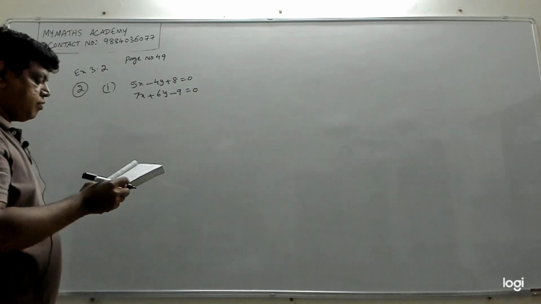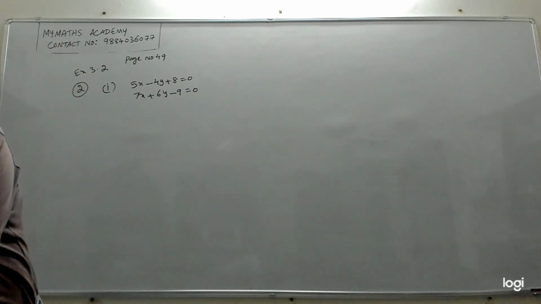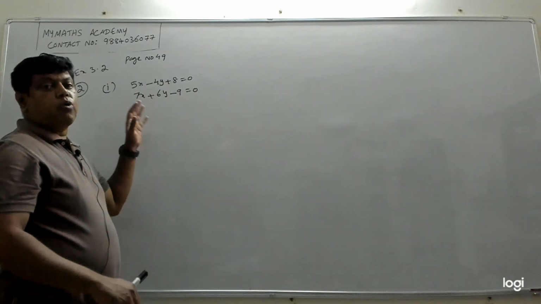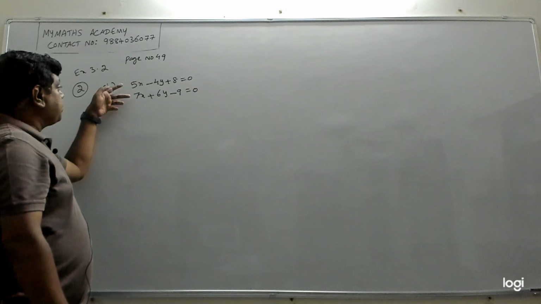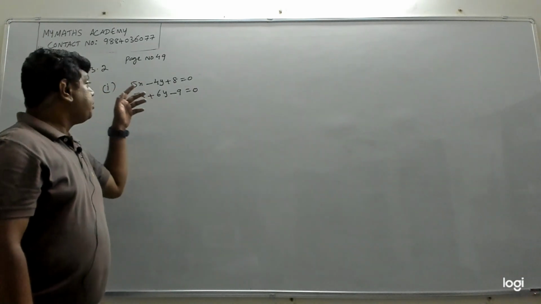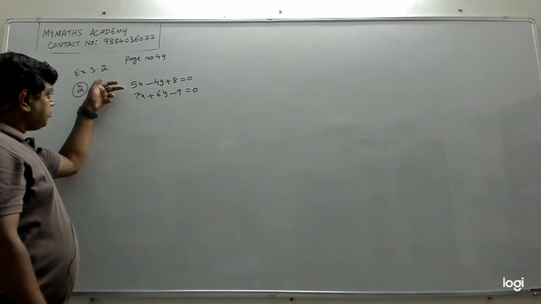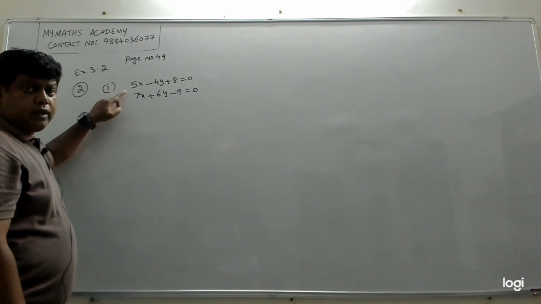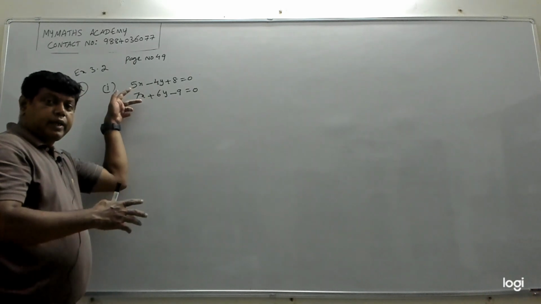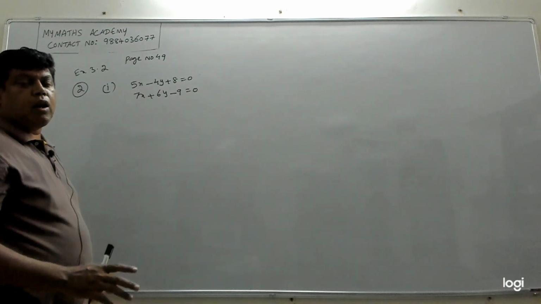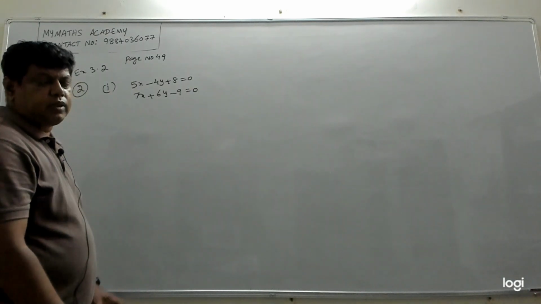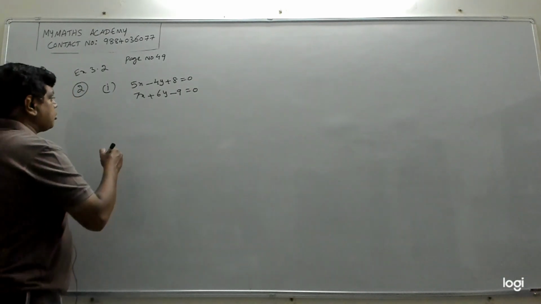Now what we should find here is we should compare the ratios and say whether the lines will intersect, or are parallel, or coincident. We know that each equation will give you a straight line if you draw the graph. Now whether these two straight lines will intersect, or be parallel, or coincide, that is the question. So by comparing the ratios, what is the ratio?